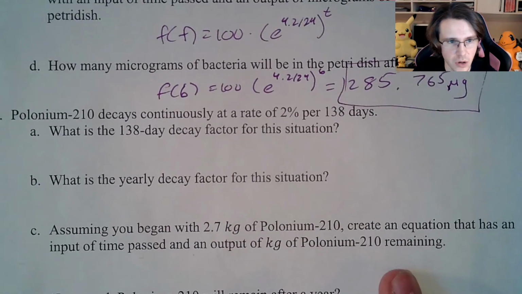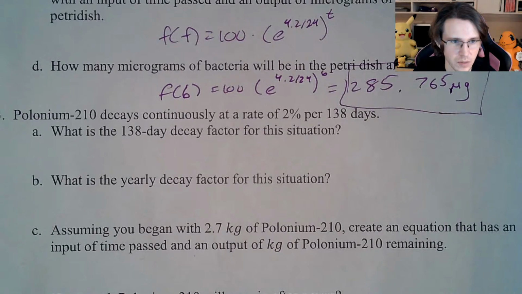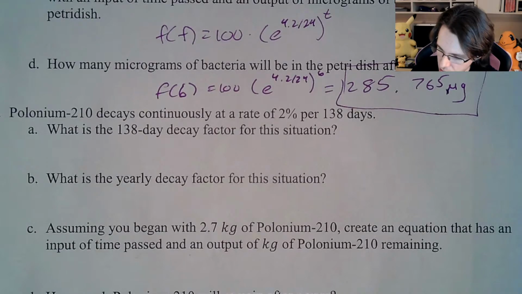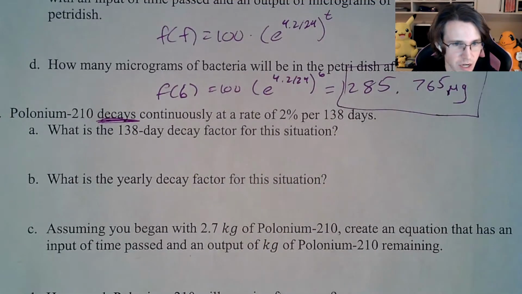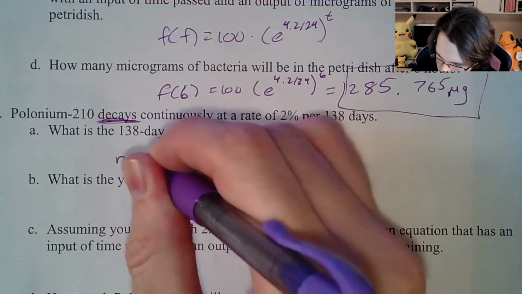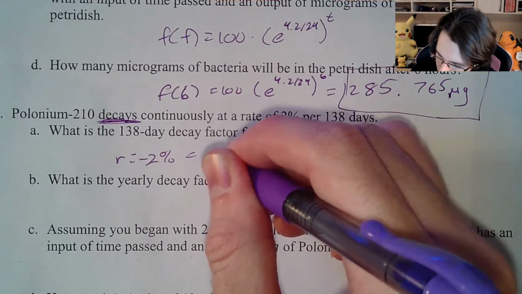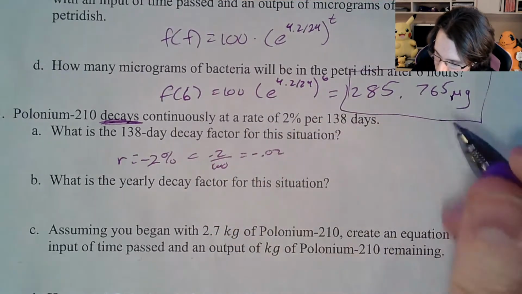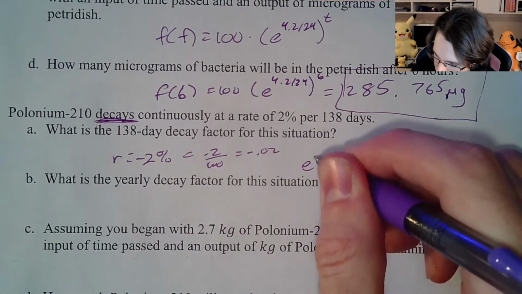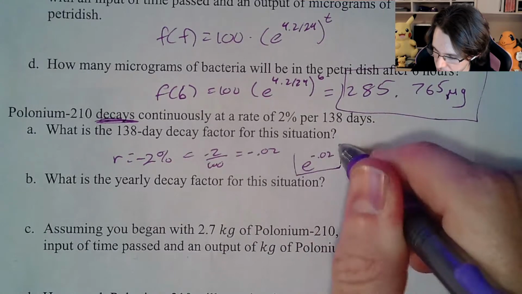So here we go. Polonium 210 decays continuously at a rate of 2% per 138 days. That is a real number. That is how it works with polonium. So the growth factor, because it has the word decay, that means the R value is negative. So R in this case is negative 2%, and that's going to be negative 2 over 100 or negative 0.02. And again, we have to do e to that power. And that's our growth factor.